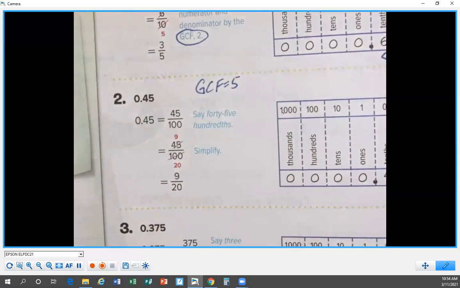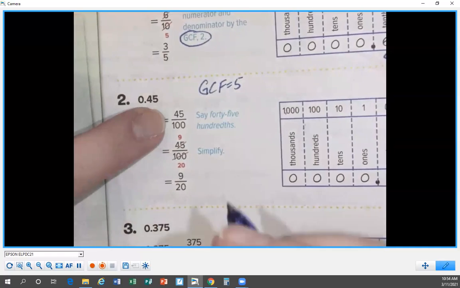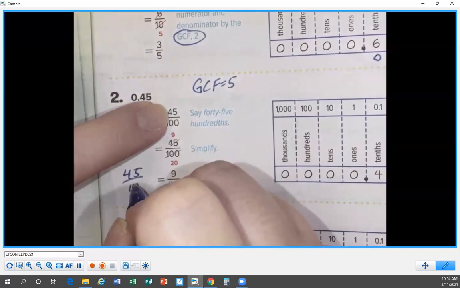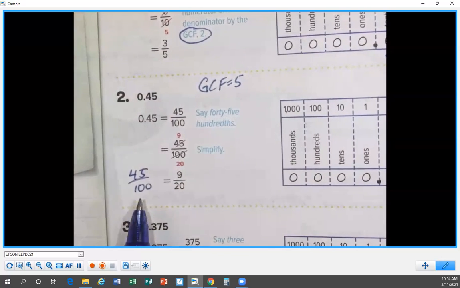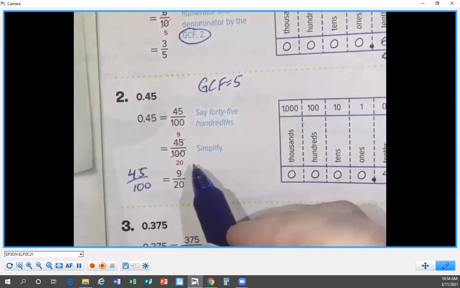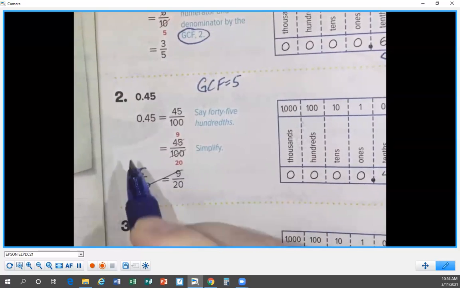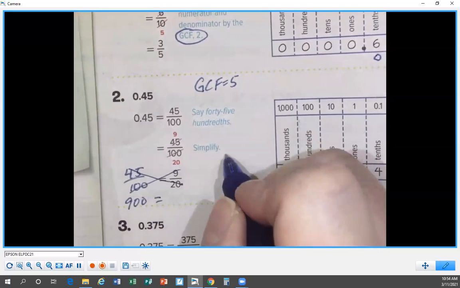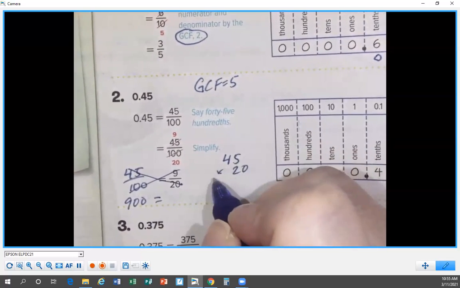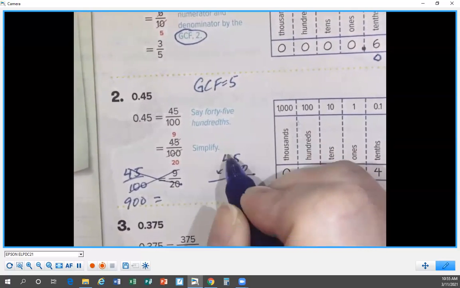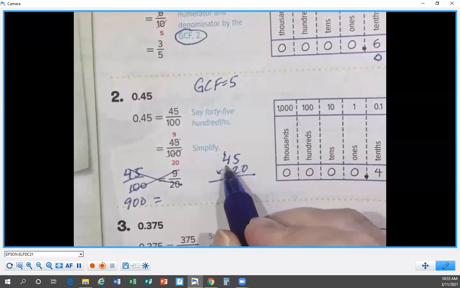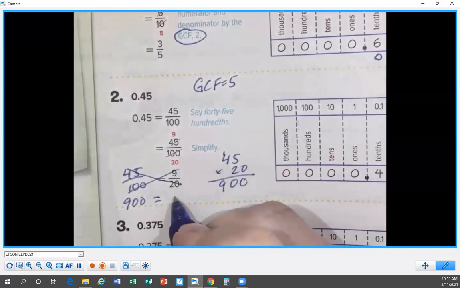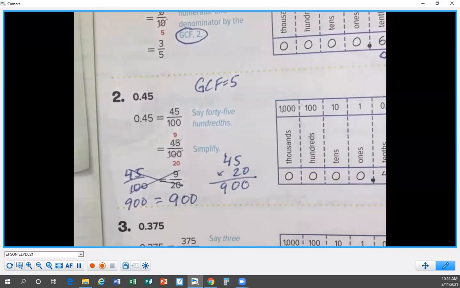So I can check it that way as well, okay? I could also check it with our cross products. Is 45 over 100 equivalent to 9 over 20? Well, I can multiply my cross products. What's 9 times 100? 900. What's 45 times 20? 5 times 2 is 10. Write the 0, carry the 1. 2 times 4 is 8, plus the 1 we carried is 9, and then bring down this 0, 900. So yes, our cross products are equal.